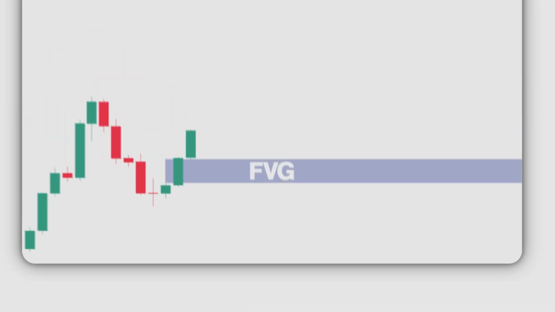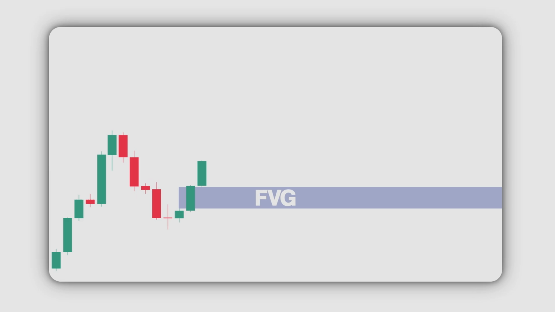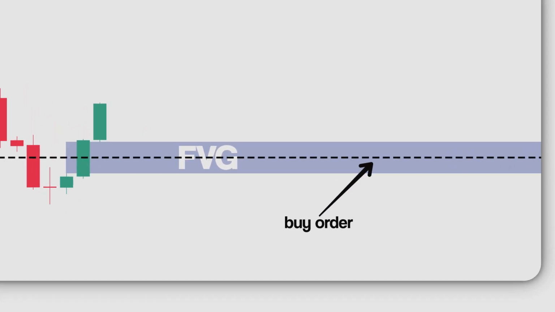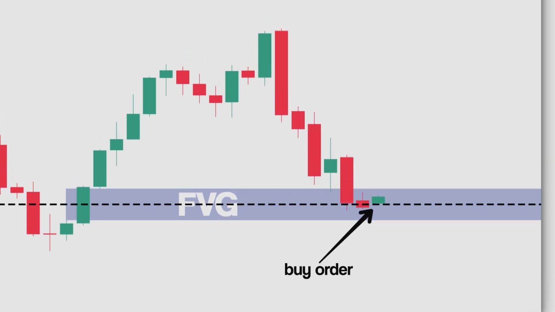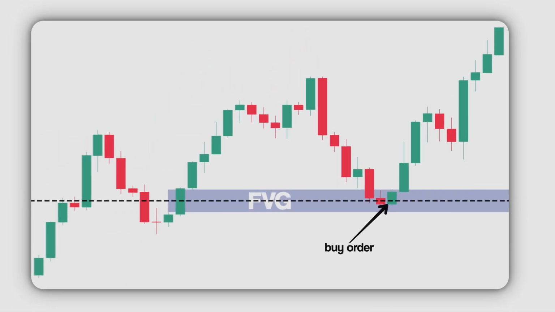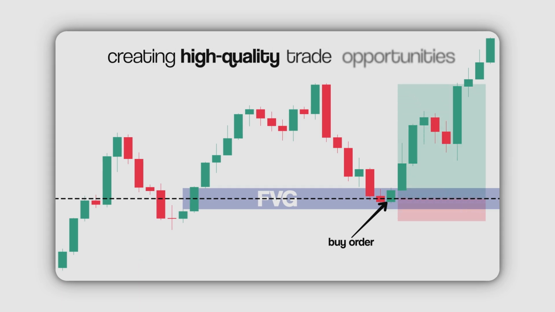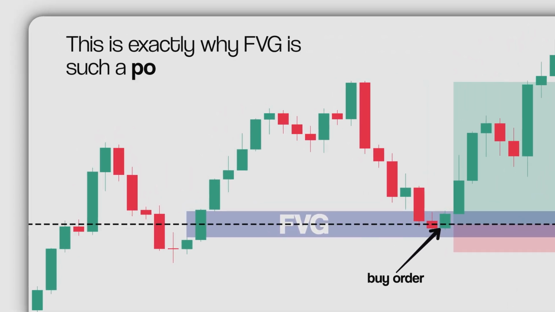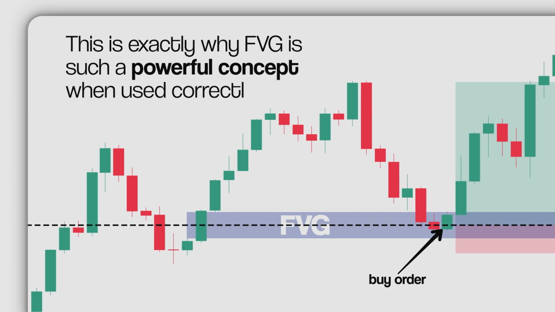So why do we care about fair value gaps? Our goal is to position buy or sell orders inside the fair value gap zone. Price often returns to these areas to rebalance the inefficiency and frequently reacts from them, creating high-quality trade opportunities. This is exactly why fair value gap is such a powerful concept when used correctly.